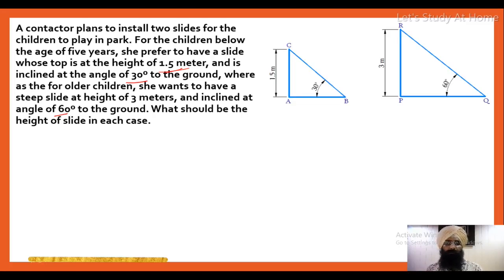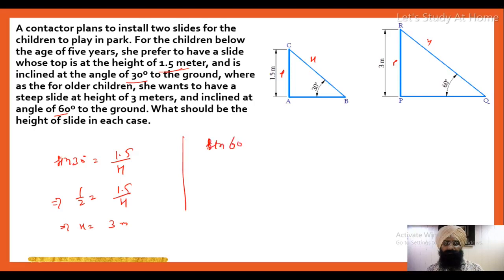Okay ji. So here we will use the sine function again, because perpendicular and hypotenuse are involved, in both slides we will use sine theta. Sine 30 degree is equal to perpendicular upon hypotenuse. Perpendicular is 1.5 and hypotenuse we want to find. This implies 1 by 2 is equal to 1.5 upon hypotenuse. This implies h is equal to 3 meter, 1.5 into 2, 3 meter. In the other case, the second case, sine 60 degree is equal to perpendicular upon hypotenuse.